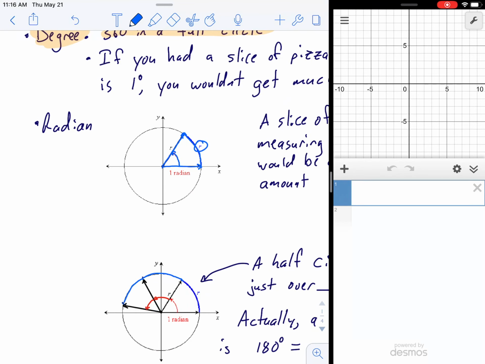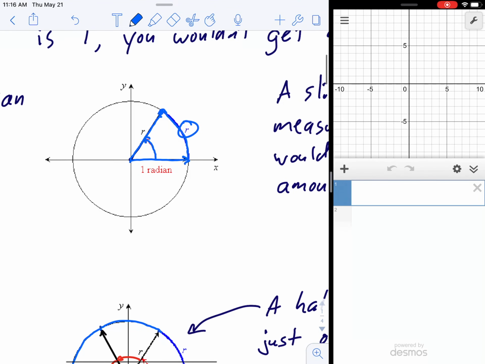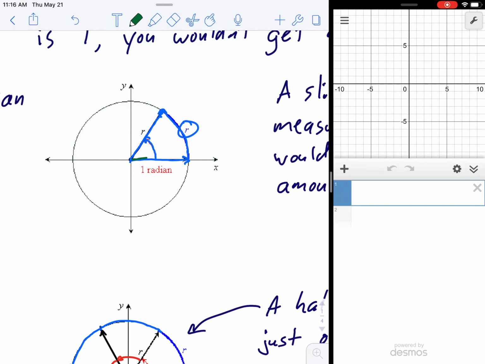So that is what a radian looks like. It's obviously much bigger than a degree. If you had a slice of pizza that is measuring 1 radian, that would be a decent amount. That would be like a regular slice of pizza, even a little bit bigger than most. So a single radian is substantially larger than a degree. A degree, by comparison, might be something like, that big or even smaller. So a radian you get by sort of wrapping a radius length on the outside of a circle, and then the angle that's created is called a radian.